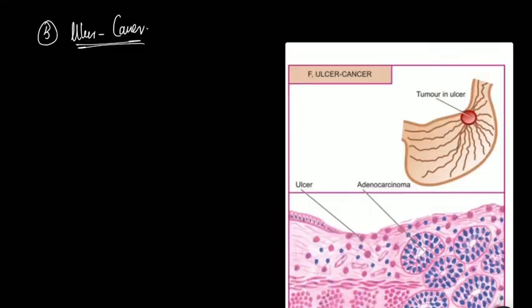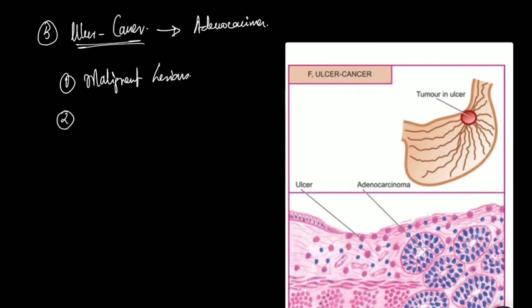All right, now let's come to the last subtype, that is your ulcer cancer, and this has a microscopic pattern of your adenocarcinoma. Yeah, so these are your malignant lesions. Yes, and they develop from your chronic gastritis.